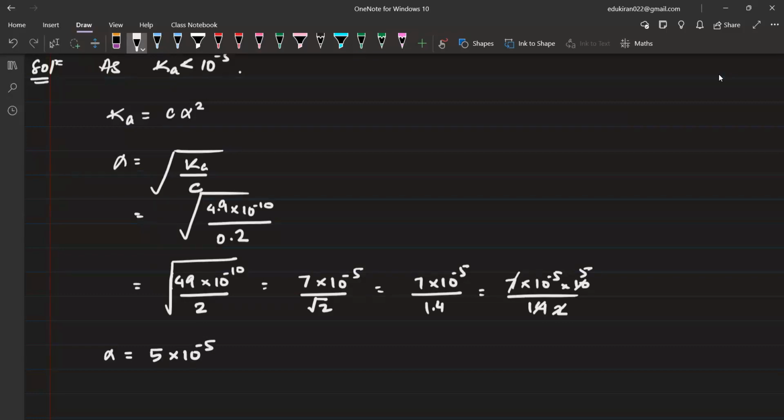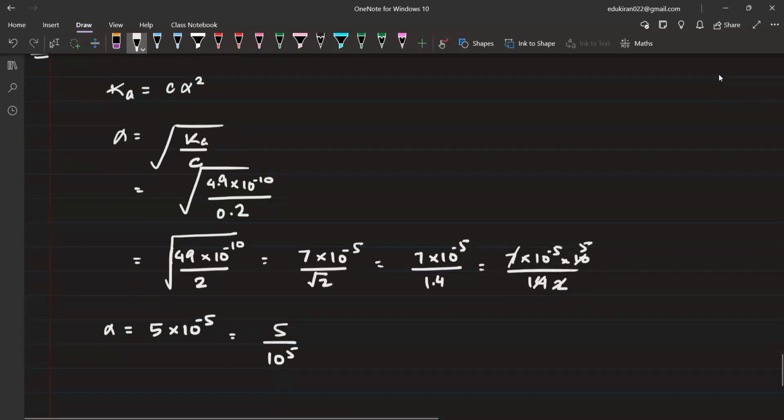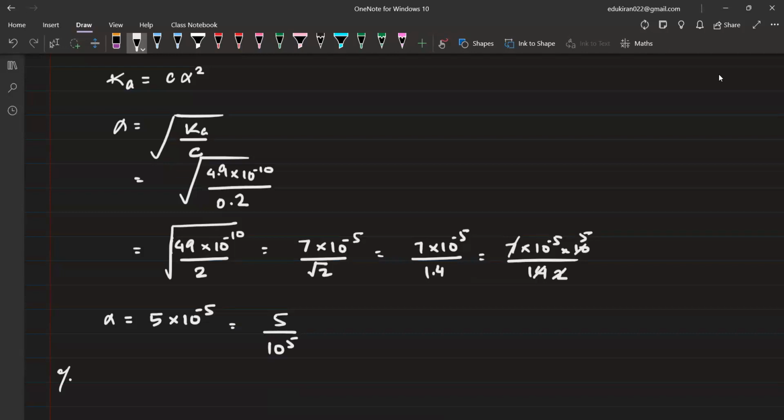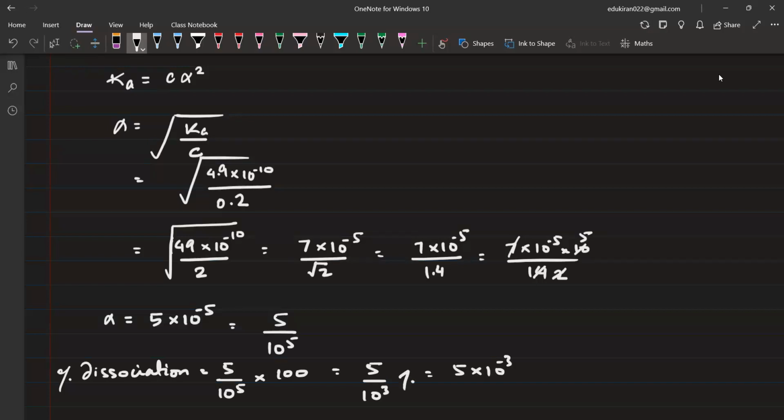This is alpha. Alpha is basically a fraction, है ना? Alpha क्या है? Fraction है. इसका क्या मतलब हुआ? इसका मतलब हुआ 5 upon 10 to the power 5. If I take 10 to the power 5 molecules, तो उसमें से सिर्फ 5 molecules dissociate होंगे. Now percentage की बात करें हम, तो percentage dissociation जो होगा, ये आपके पास fraction है. Fraction को percentage में change करने के लिए 5 upon 10 to the power 5 into 100. So this will be equal to 5 upon 10 to the power 3 percentage, or we can write 5 into 10 to the power minus 3 percentage.